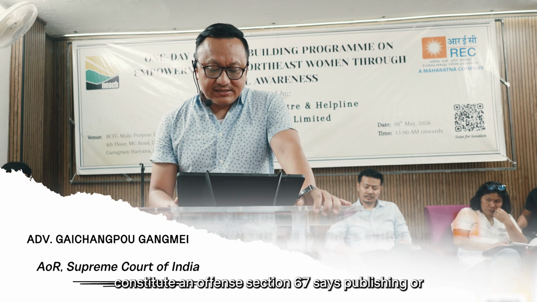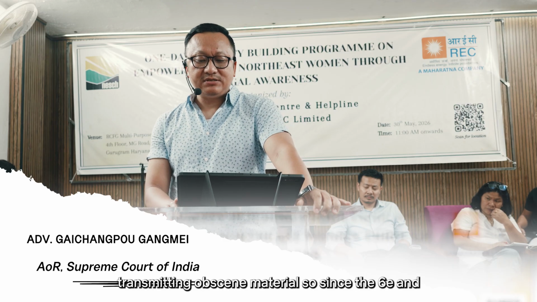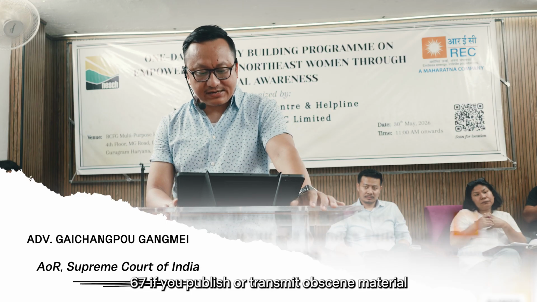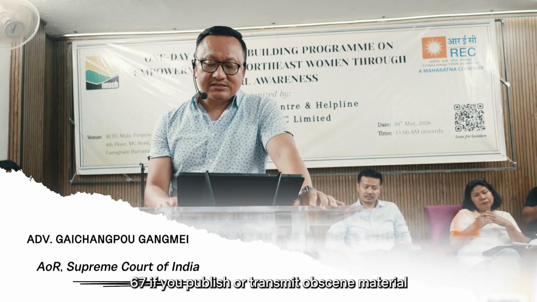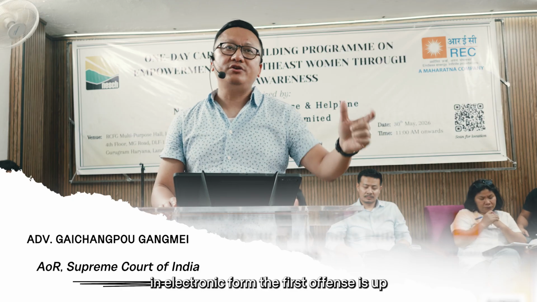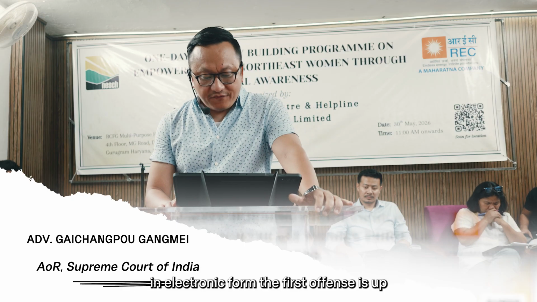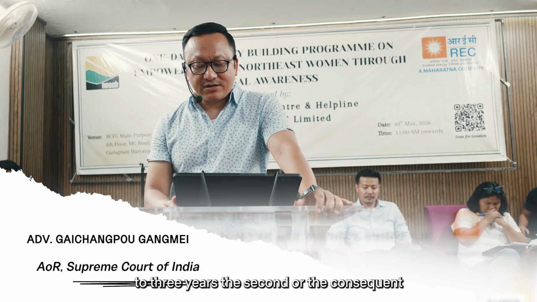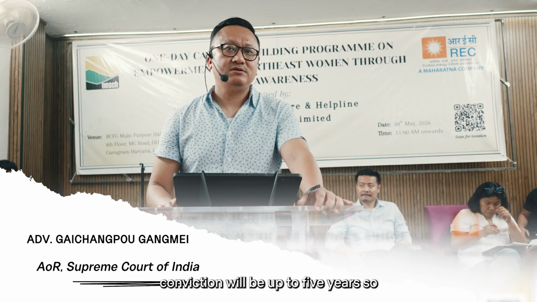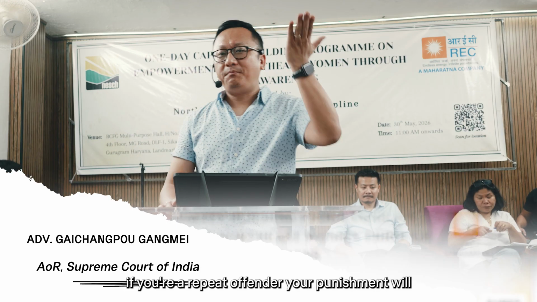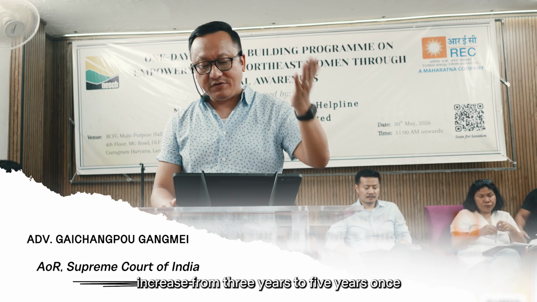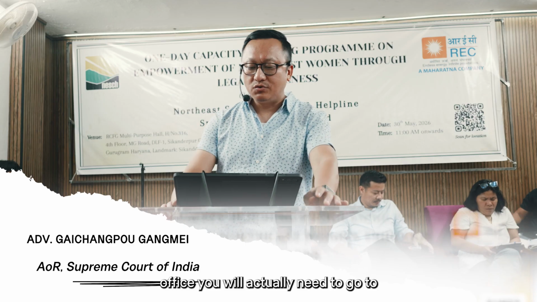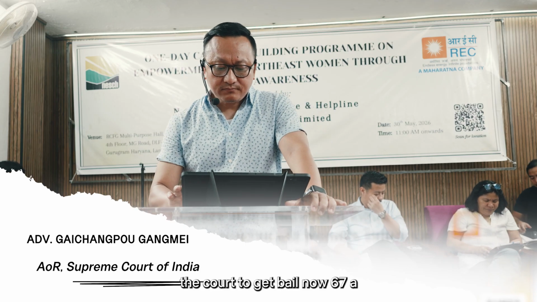Section 67 says publishing or transmitting obscene material. So 66E, that's 67, if you publish or transmit obscene material in electronic form, the first offense is up to 3 years. The second or subsequent conviction will be up to 5 years. So if you're a repeat offender, your punishment will increase from 3 years to 5 years. Once you reach 5 years, it will not be a bailable offense. You will actually need to go to the court to get bail.